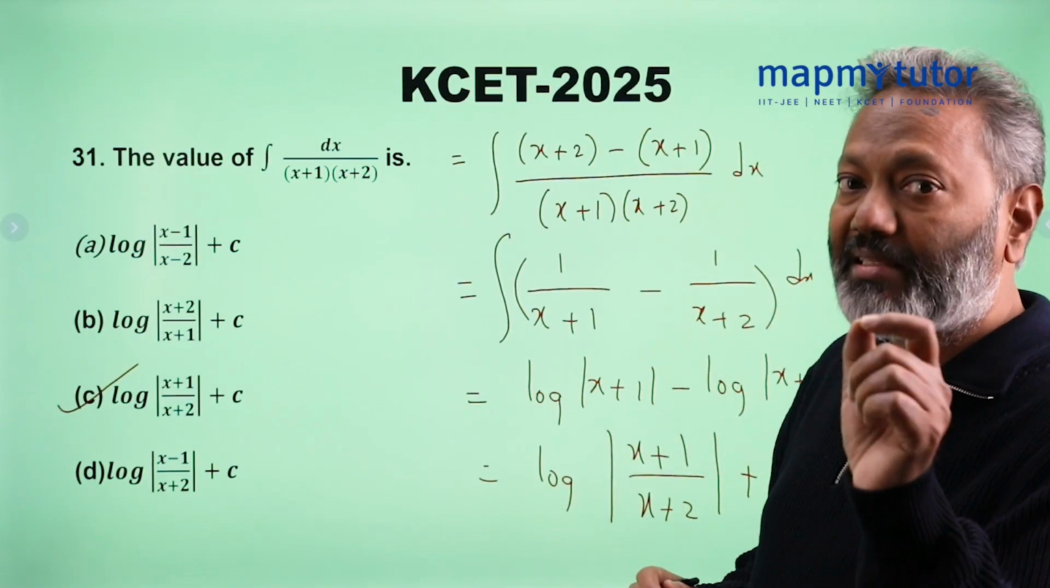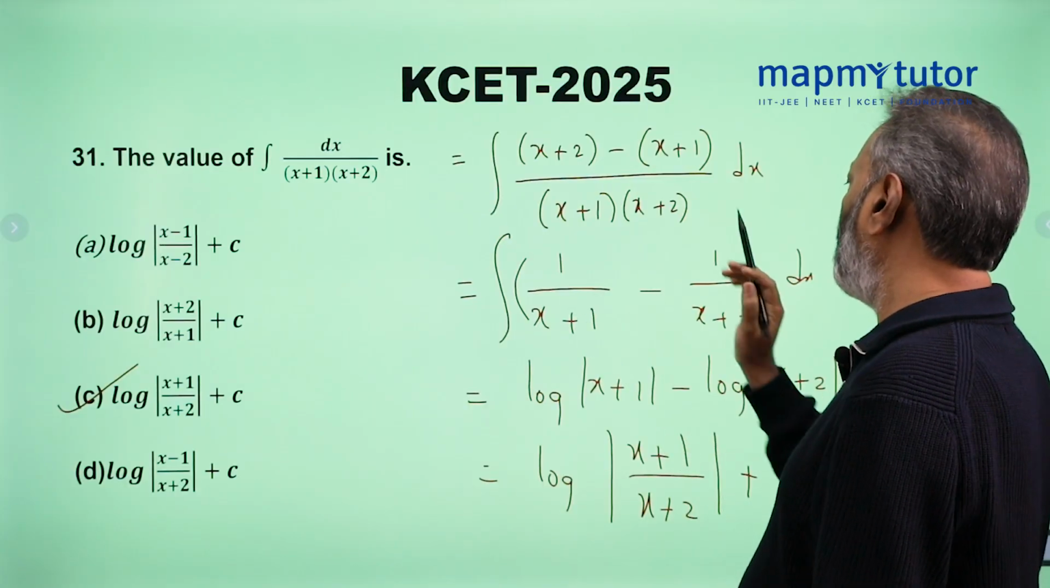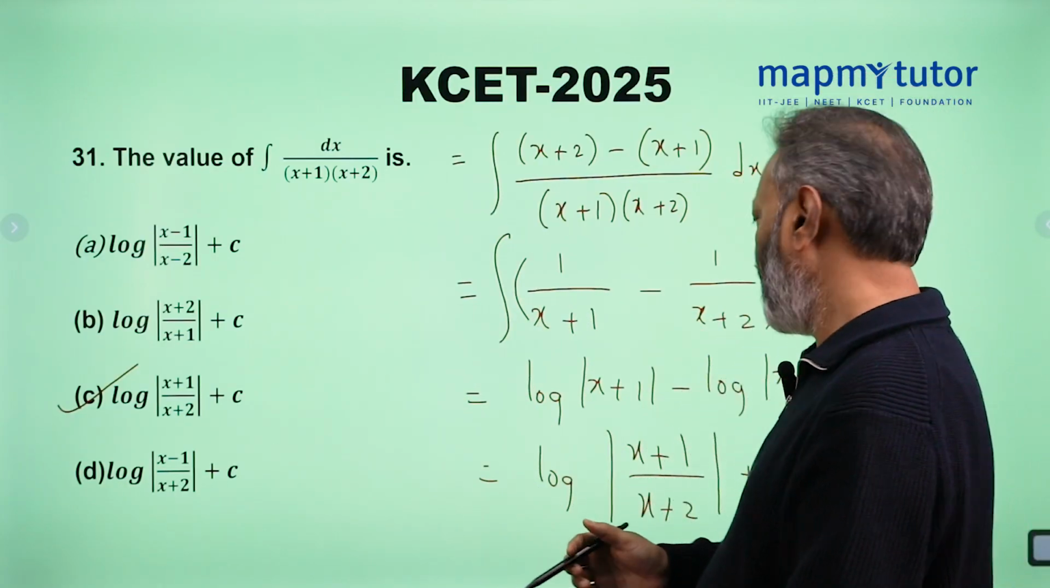So, it's an easy question. Just the beginning is important, that is, expressing this fraction into two fractions. That is, we are resolving into partial fractions. Got it?